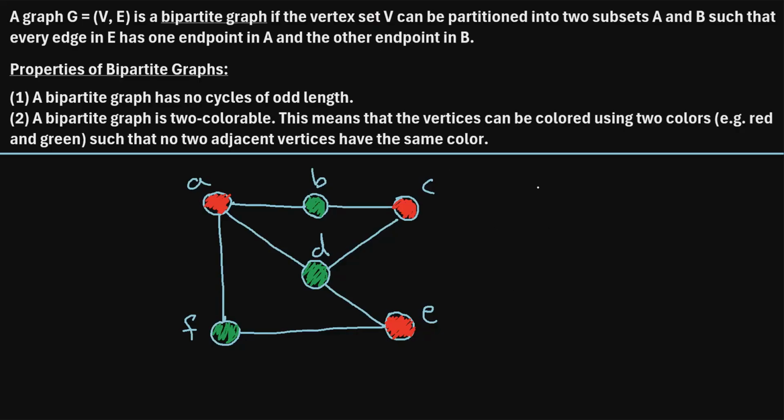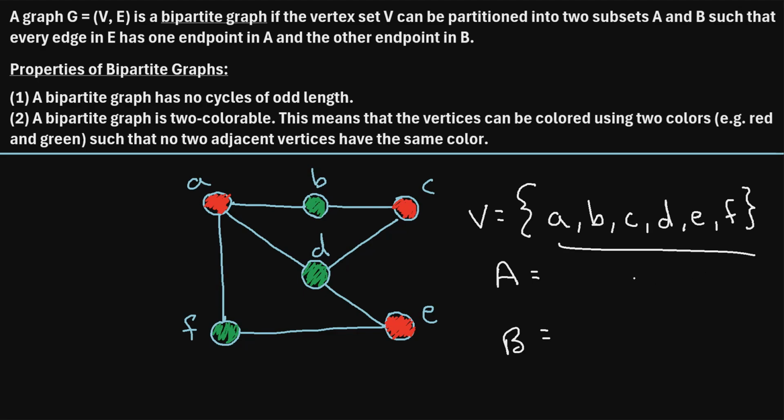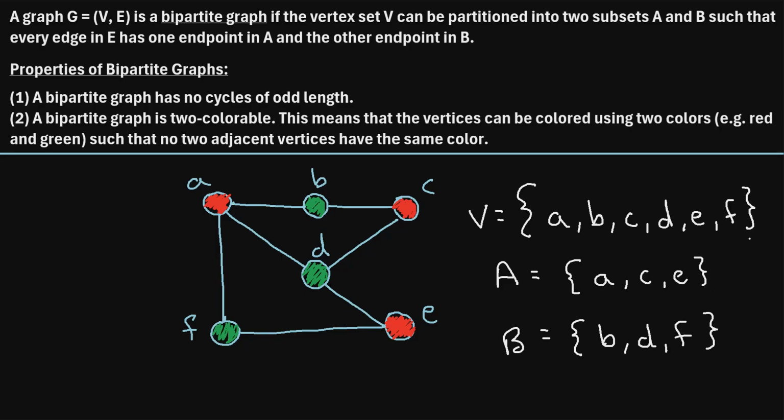And if we wanted to, we could note that the original vertex set looked like this. So this was the original vertex set, and we just saw that we're able to partition this vertex set into 2 subsets A and B, where A contains, let's say A is all of the red vertices, so A, C, and E. And let's say that subset B is all of the green vertices. When we partition the original vertex set into these 2 subsets, we'll notice that no 2 adjacent vertices have the same color. So by definition, this is a bipartite graph.